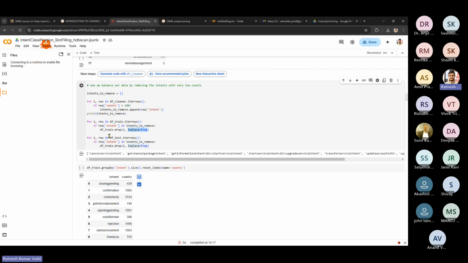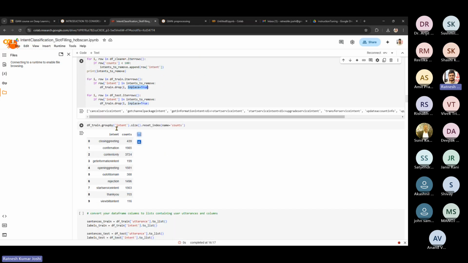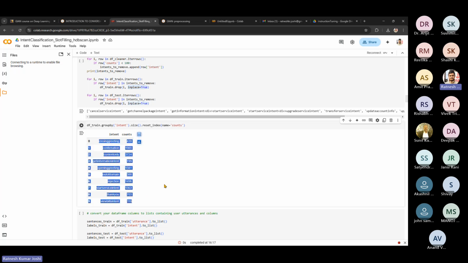Now, after removing all these examples, again, we can check how many intents or tasks remain. And we can see here that only 10 tasks remain. 8 tasks are gone. So this is the idea of cleaning here.